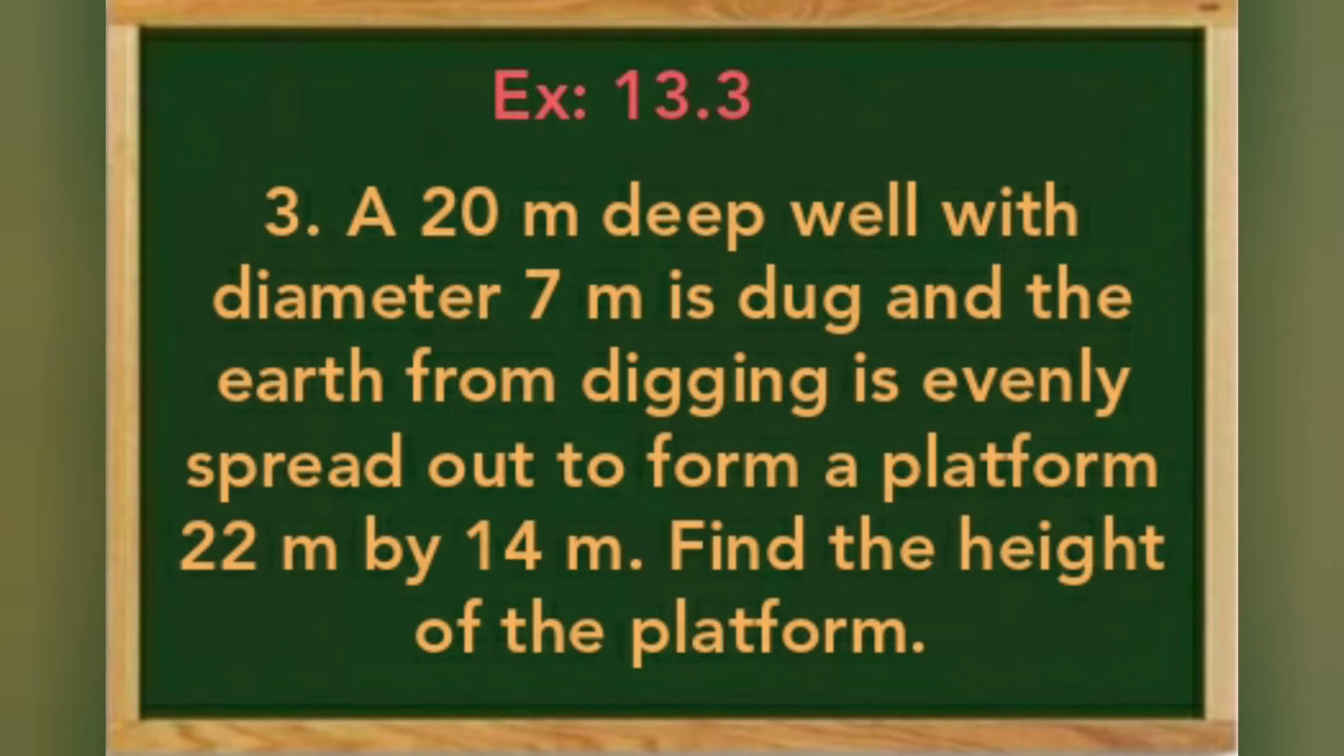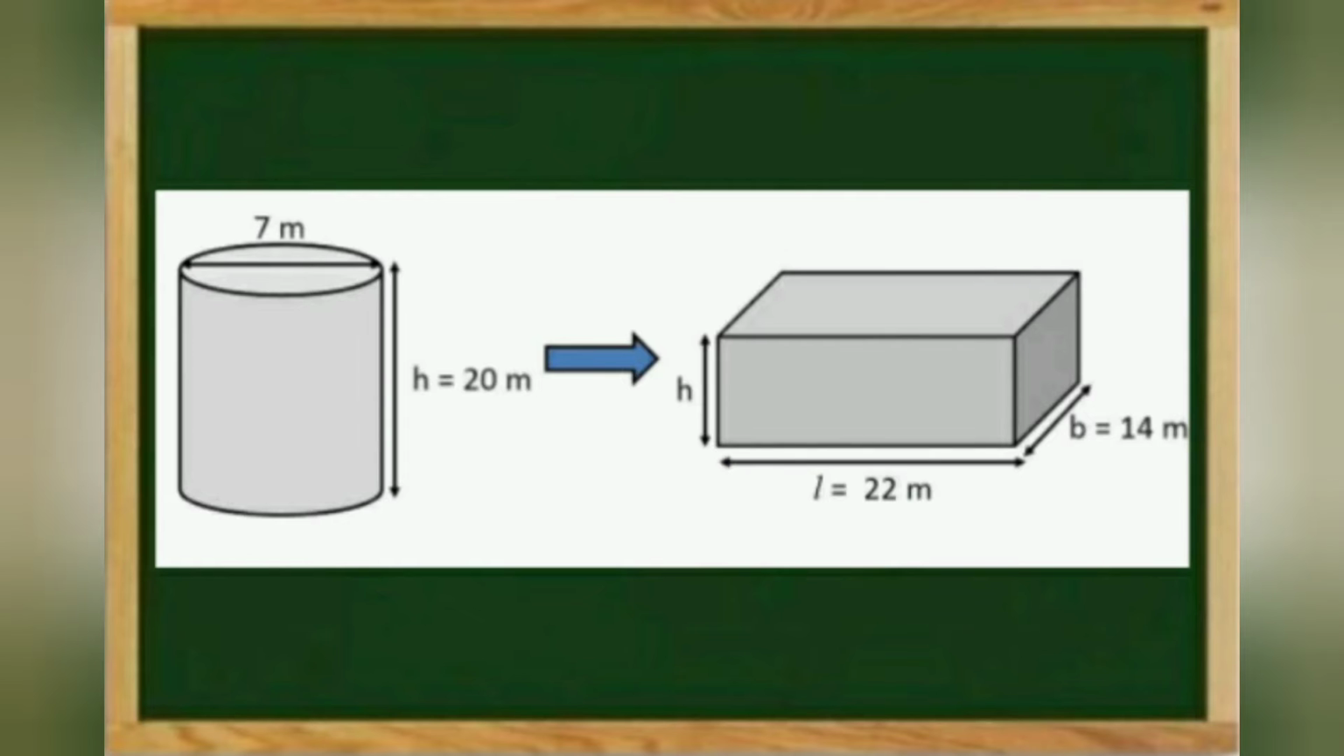A 20-meter deep well with diameter 7 meter is dug and the earth from the digging is evenly spread out to form a platform 22 meter by 14 meter. Find the height of the platform. From the well we are going to take some sand, and by using that sand we are going to form a platform. Clear children?